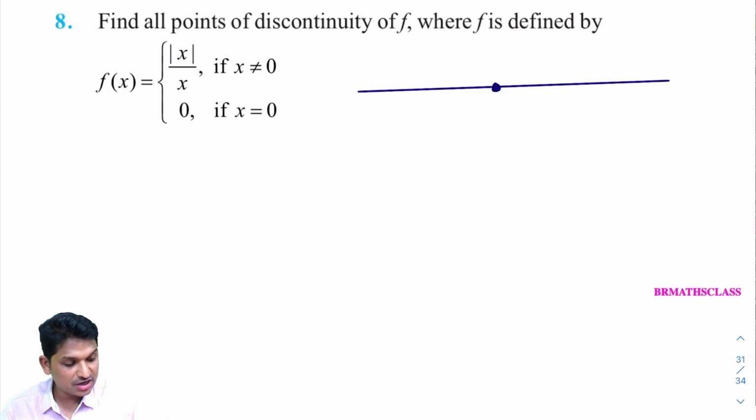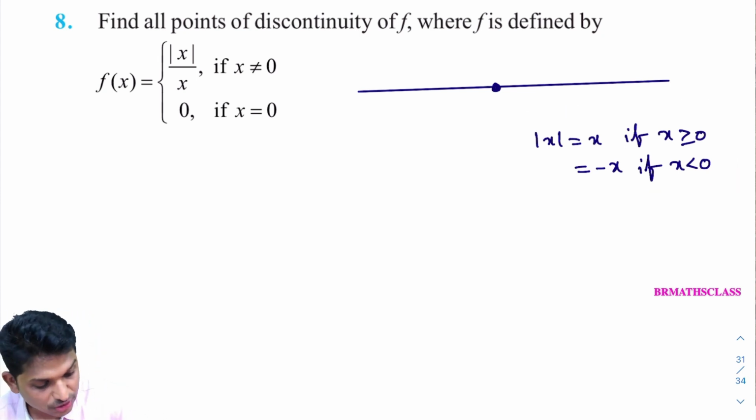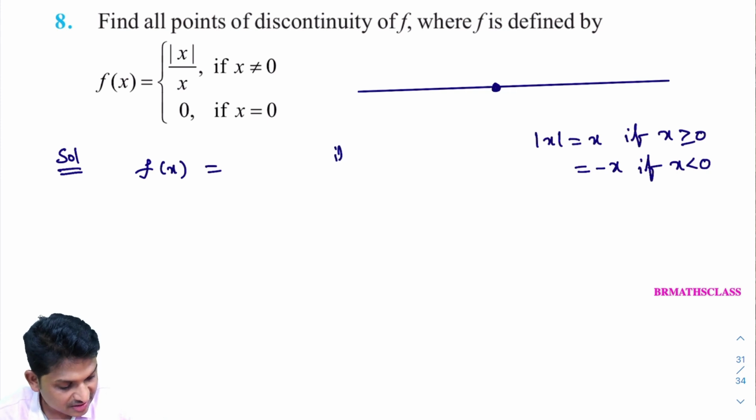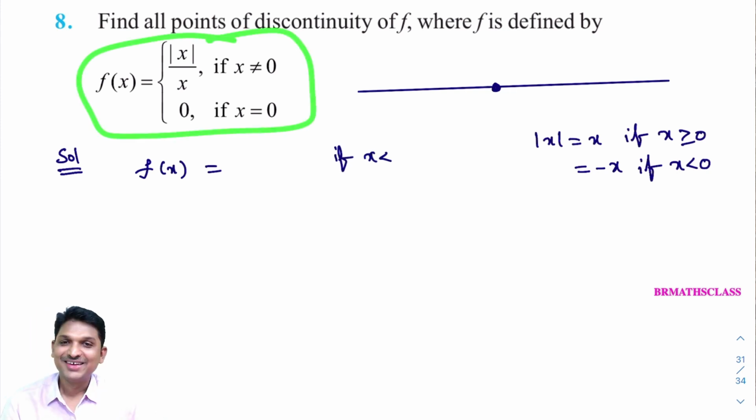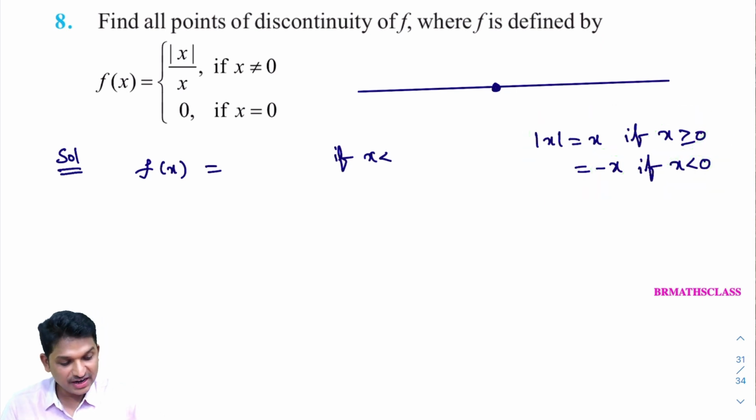We know the definition of modulus function. Modulus of x is x when x is greater than or equal to 0. Modulus of x is minus x if x is less than 0. Okay, right. So here I'll rewrite this function. F of x equal to, here I am rewriting the given function. As per the definition of modulus function, modulus of x is x when x is greater than or equal to 0, and modulus of x is minus x when x is less than 0. So here I am rewriting this function.